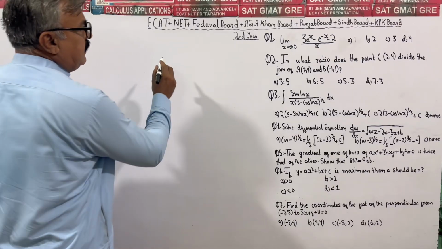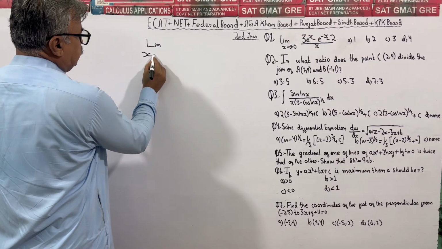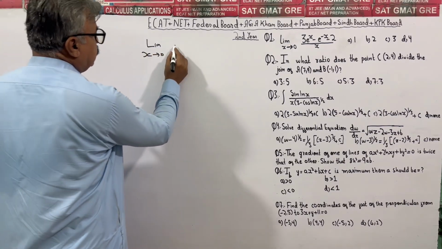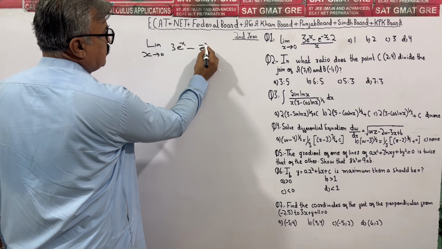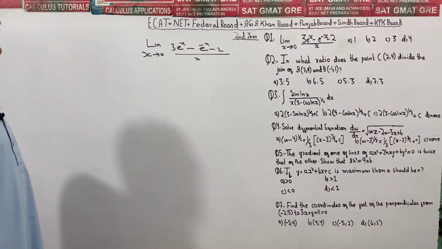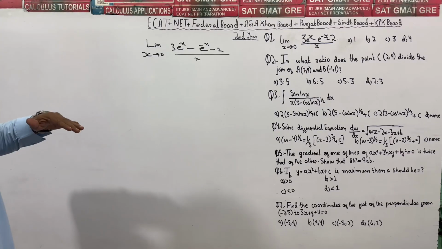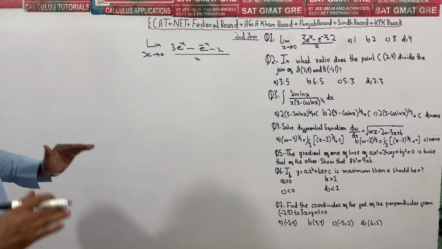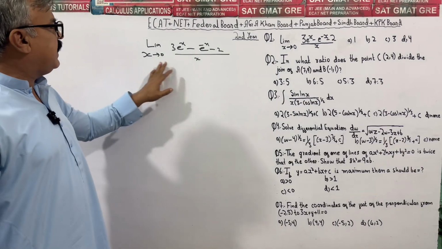Question number one is based on limit x tends to 0 of (3e^x - e^(-x) - 2) over x. What is our flexibility? How to handle a limit question, or how to find the domain of a function, whether it is defined or undefined, continuous or discontinuous. Put the direct limit.